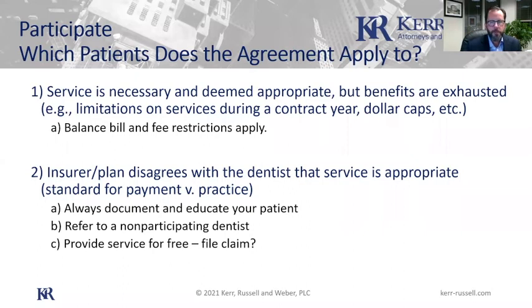Most contracts will provide that if the service is a covered service, that is, it's a crown, normally there's a benefit for the crown. Even if the limitation has been reached and the patient is going to be paying you out of pocket for that service, the contract still applies, which means you can only charge the patient the fee schedule amount and collect only a copay and deductible from the patient, in addition to that discounted fee. You can't charge your normal and customary fee.